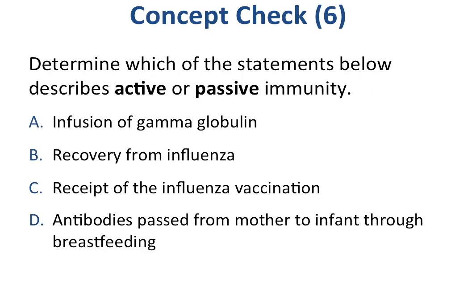Now let's look at this question. Determine which of the statements below describes the active and passive immunity. Infusion of gamma globulin is passive. Recovery from influenza is active. Recipient of the influenza vaccination is active. Antibody passed from mother to the infant is passive. Okay, so this is the end.